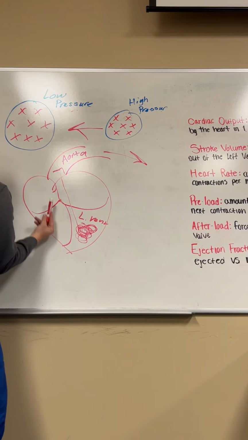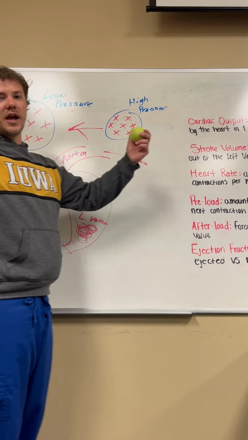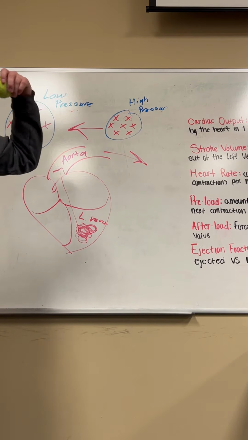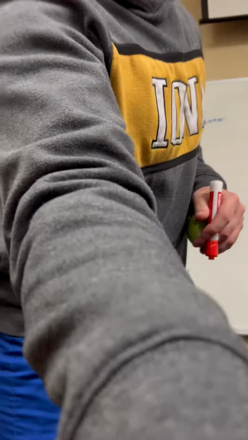So that's just gonna force that blood up through our aorta, go to the rest of our body, give it to our muscles, and then our muscles give it back to our heart. So just one big cycle, and that's how we move blood around our body.